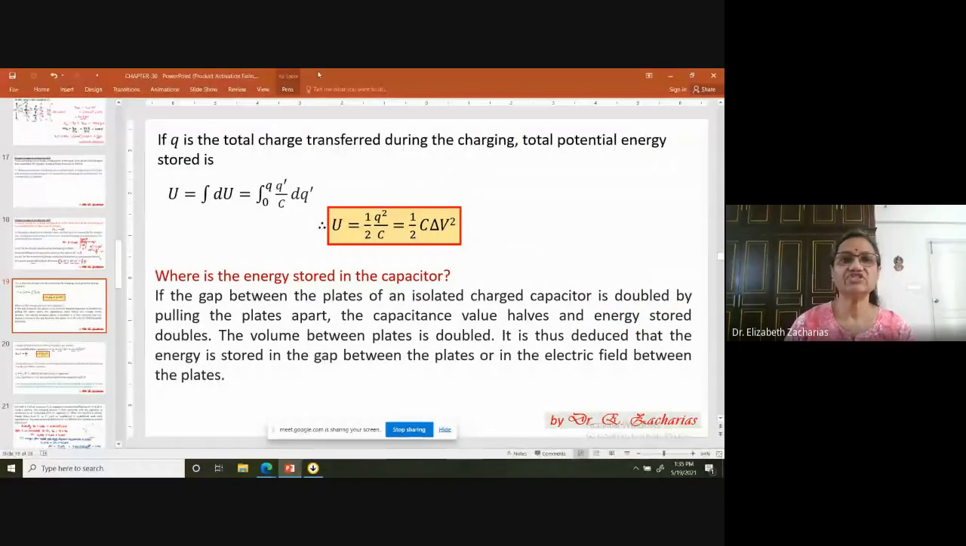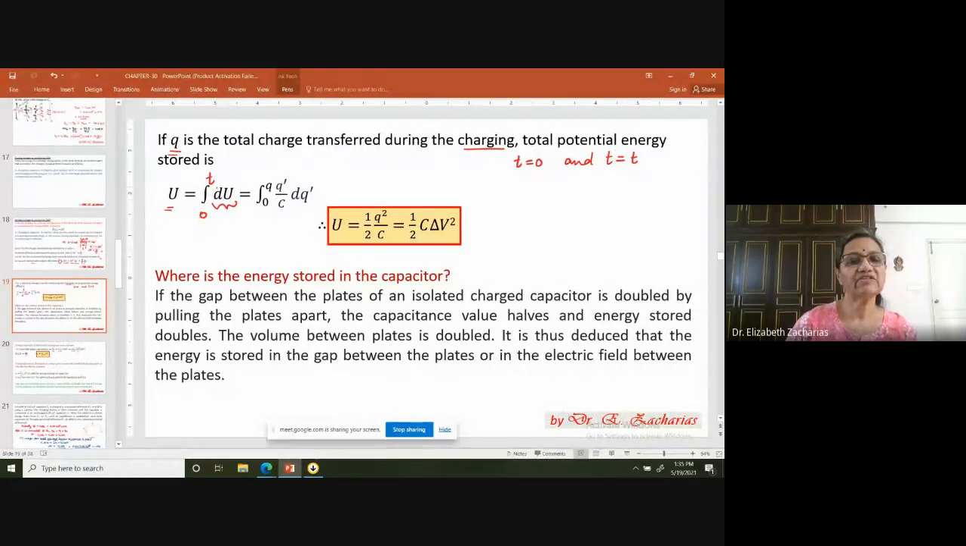But let us look at the entire charging process. The entire charging process happens between t equal to 0 and some t equal to t, the end of the charging. Okay, so if Q is the total charge that is transferred during this total charging period, then let us find out the total potential energy stored. For a time dt, you know that the potential energy is dU. Now for the total time, you just have to do an integration. So how do you do the integration? You have to do the integration from 0 to time t.